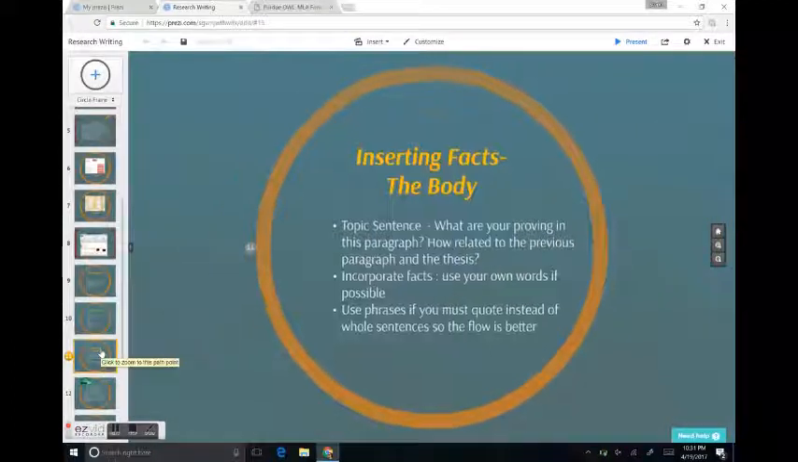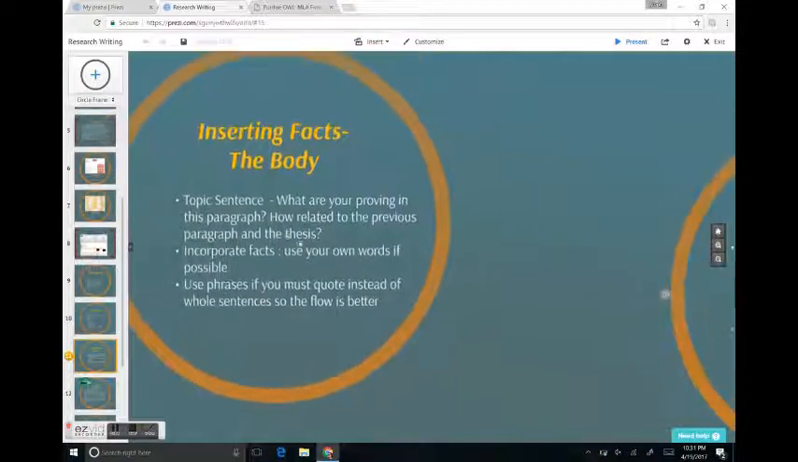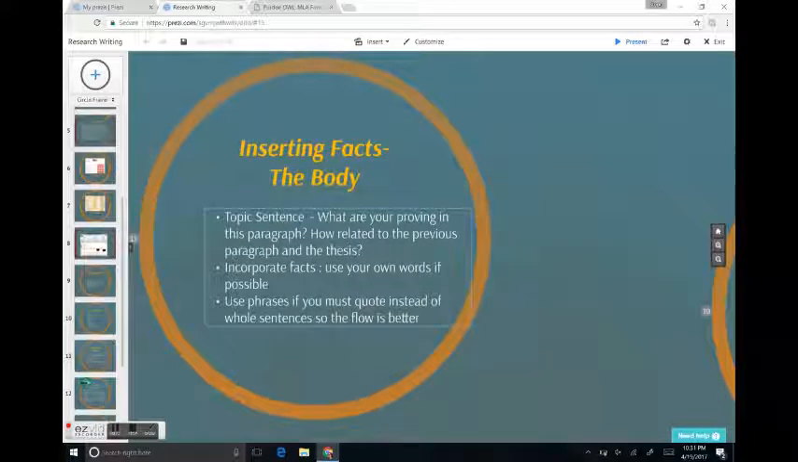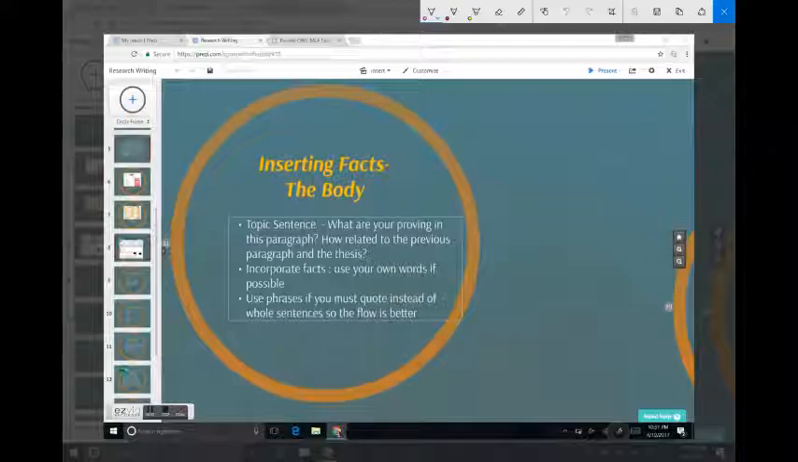All right, so here are some things you need to know about filling out the body of the paper. First of all, each body paragraph needs to have a topic sentence that is a main idea for that particular paragraph. And you also need to make sure that you have some kind of transition with it as you move from paragraph to paragraph so we can see how the ideas are connected to each other.